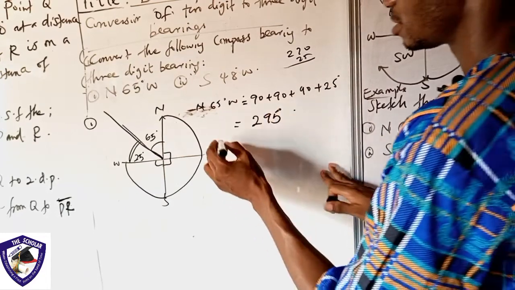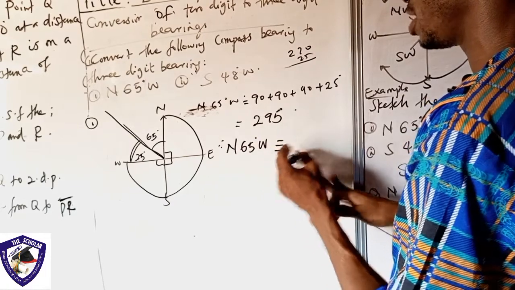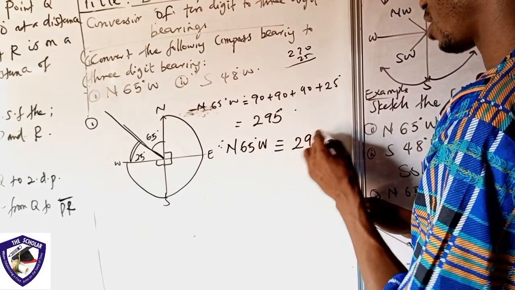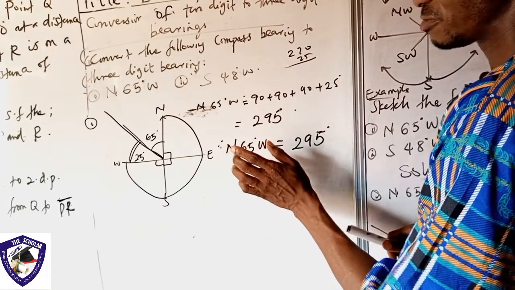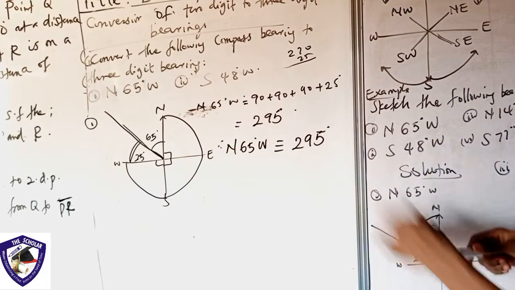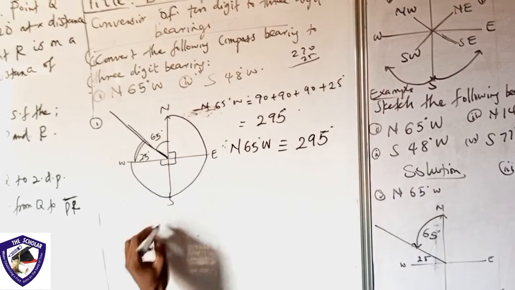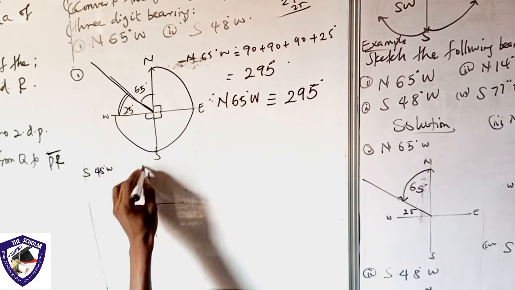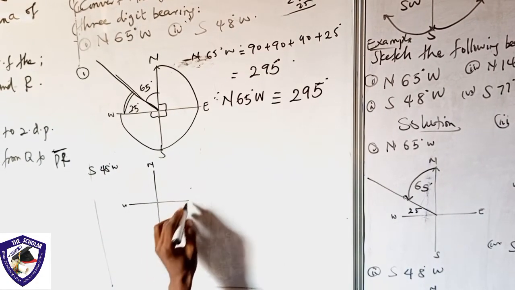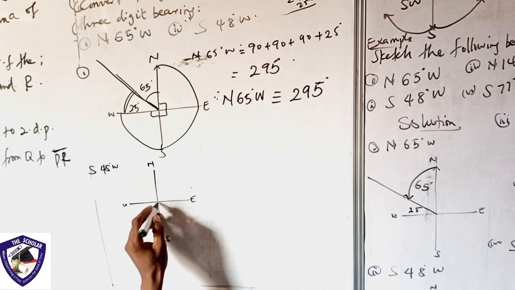So it means that my north 65 degrees west is equivalent to 295 degrees. No north, no south, no west. So this is conversion of 2 to 3. Let's look at the second one. South 48 degrees west. North, south, west, and east. Southwest. This is southwest here.